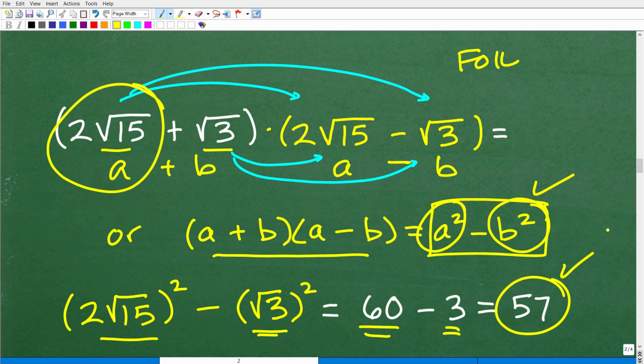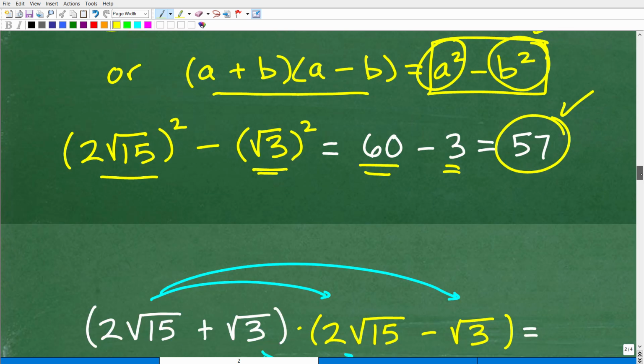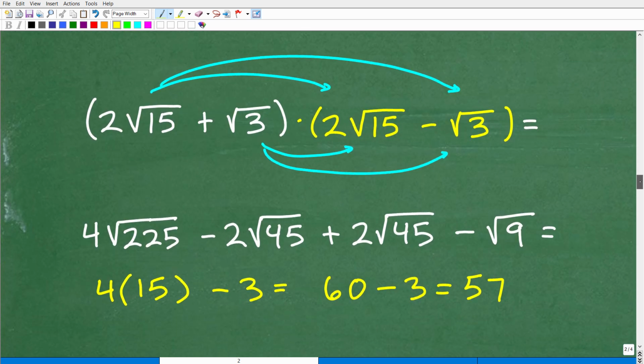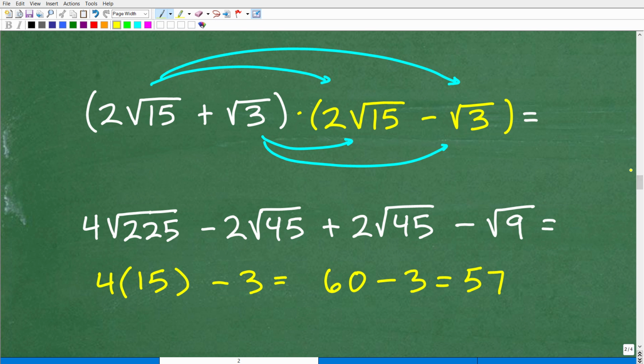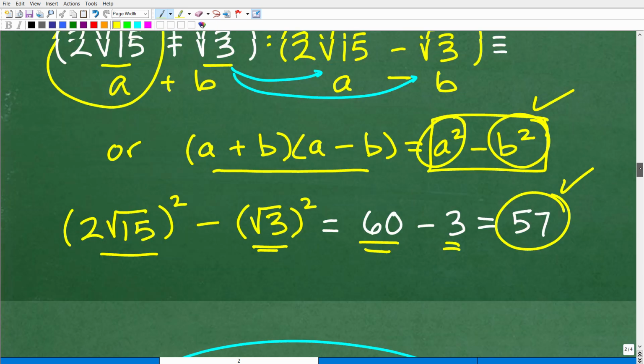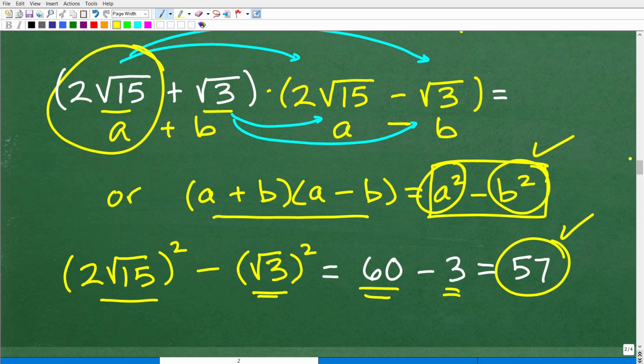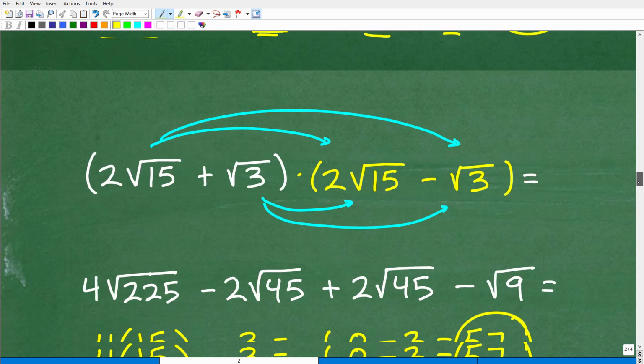So we're almost done. But let's go ahead and do this using the long way for those of you that are like, let me just do it the other way. So here's the work right now. You can use the FOIL method and walk through the same steps. And when you simplify everything down, you'll get 57. So when you're working with the conjugate, keep in mind that you can use the difference of 2 squares. This comes up. Again, we're talking about a lot of good Algebra 1 level stuff here.